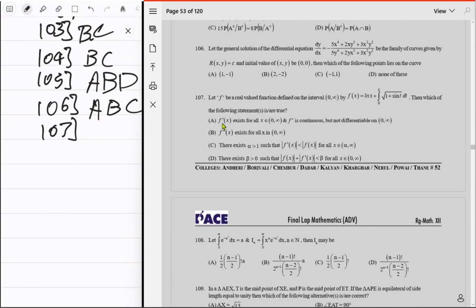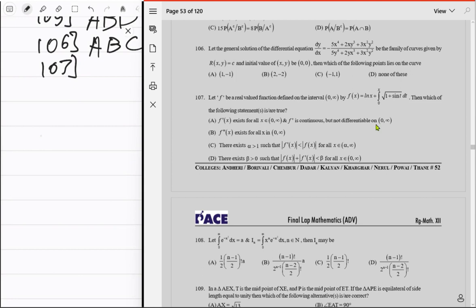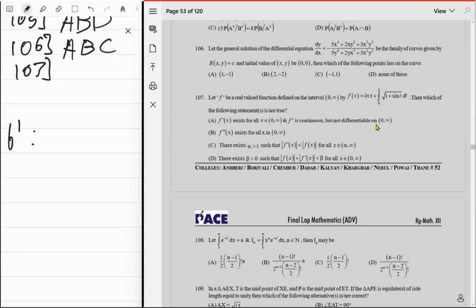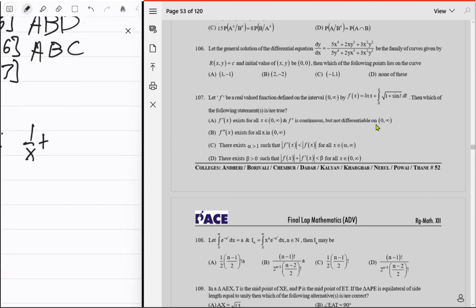107. Let f be a real function defined on this interval by f equal to natural log of, जो कि the following statements are true. If dash of x exists, yes it does exist. 1 upon x plus, you know the thing. Okay, for all x belong to, oh yeah, 1 plus sine theta, that's really doable. Cool. And f dash is continuous but not differentiable on 0, infinity. What is f dash? F dash is just 1 upon x plus square root of 1 plus sine of x.